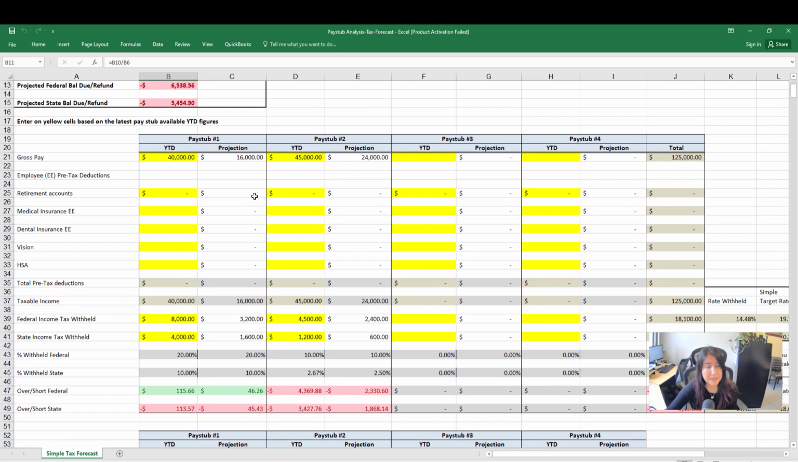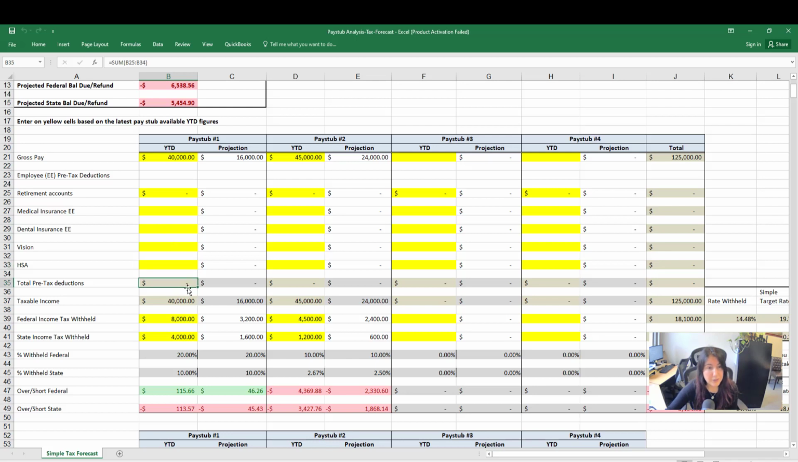Okay, then next you would look at their pay stub and you would enter their gross pay year to date, and then if they have retirement accounts that are pre-tax, you would enter that year-to-date amount. The same for medical insurance, dental insurance, vision, HSA or FSA, any amount that's coming out of their paycheck pre-tax, you would enter it here.